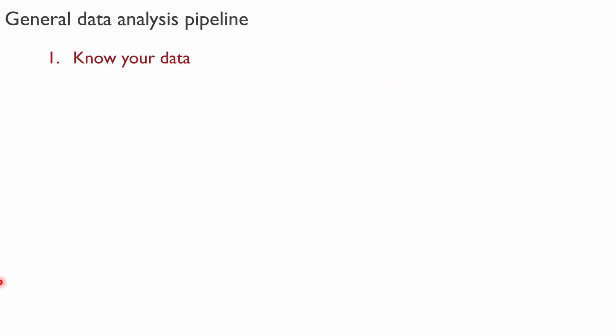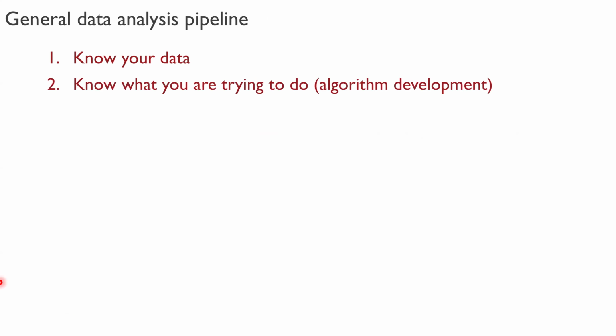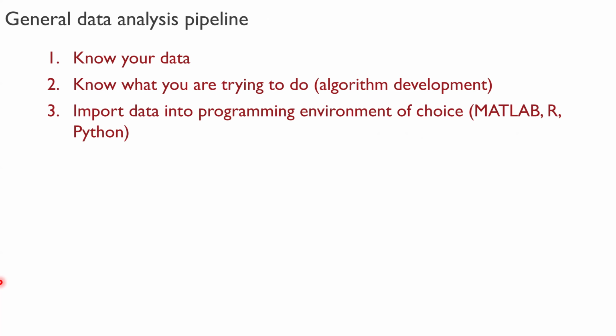But here are the steps, right? So before you do anything, you need to know your data. We'll talk about what that means. You need to know what you're trying to do. This is going to be one of the harder steps, I think, often for people who are new to what we might call data science or signal processing or whatever you want to call it. And you do this stuff before you even open whatever your programming environment of choice is.